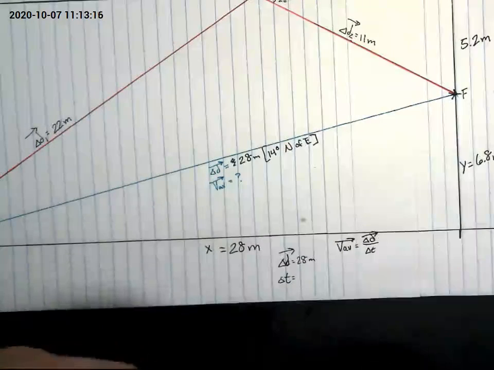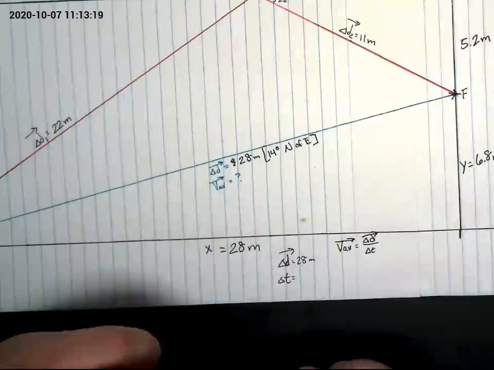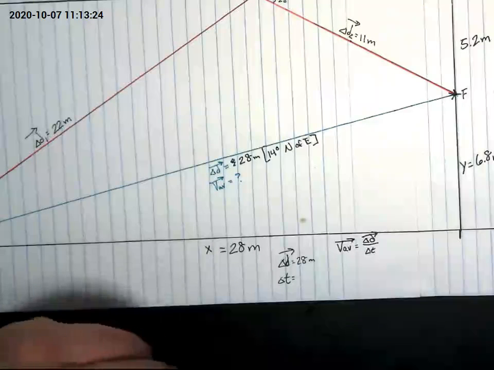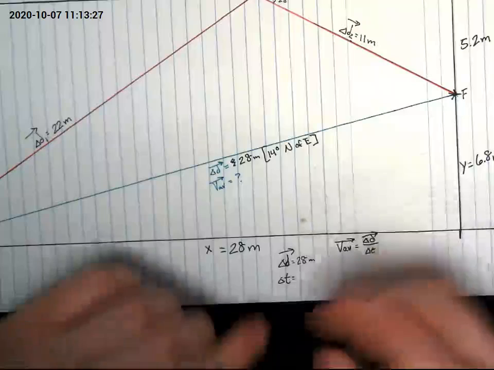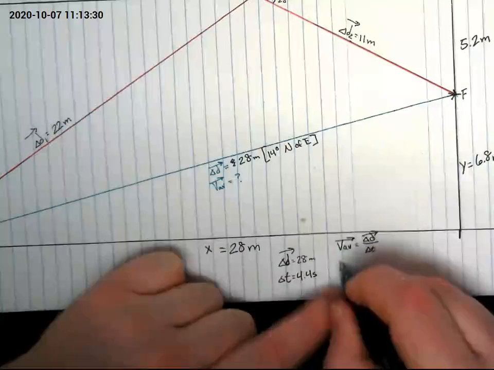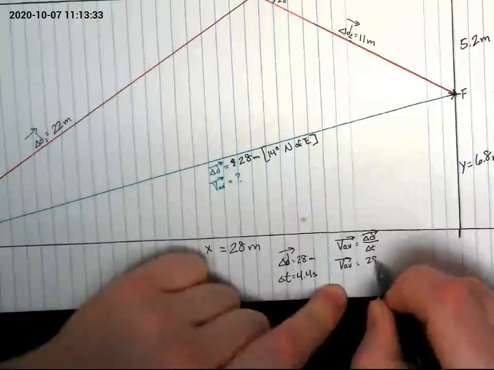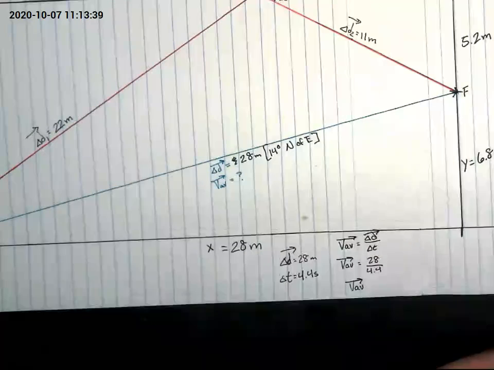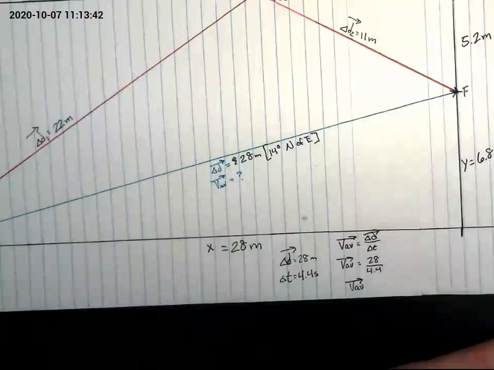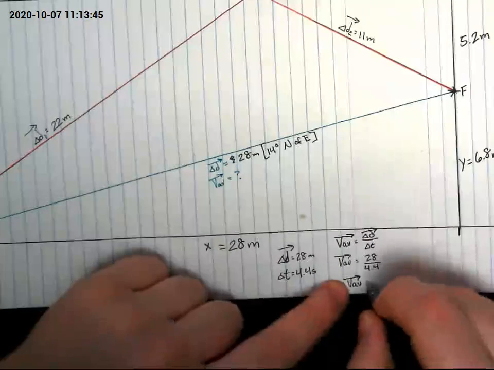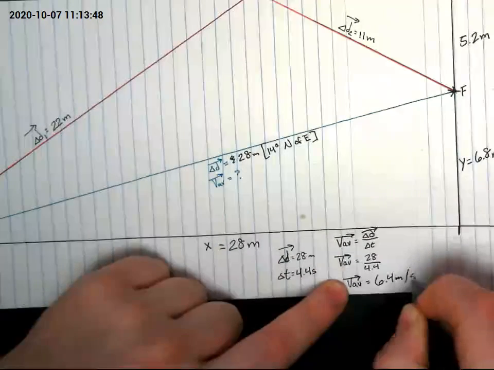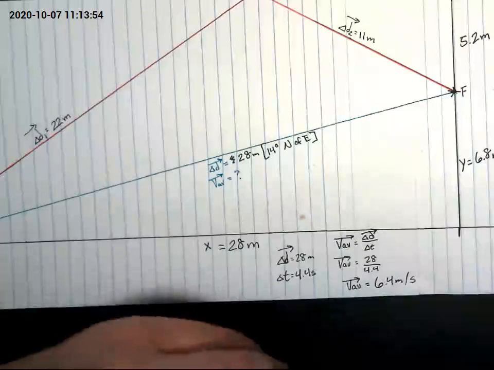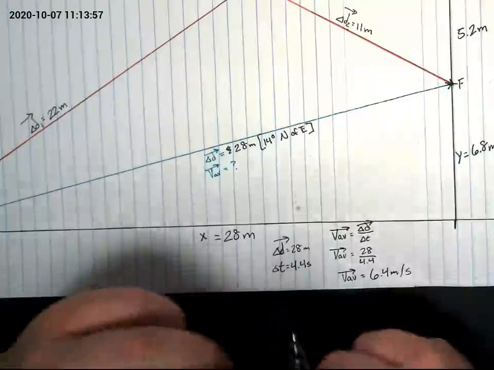And then time. If we look back at the question, I've already forgotten the amount of time it took. Let me check here. This took 4.4 seconds. So we just plug in our values: 28 over 4.4. And we should get an average velocity of, give or take, 6.4, which again, I understand is different from the answer we got, because the answer we should have had was 6.6.